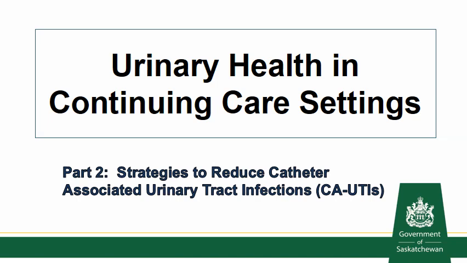Welcome to Part 2 on urinary health in continuing care settings. It is based on the best practices that are described in the provincial infection control document called Guidelines for the Prevention and Treatment of Urinary Tract Infections or UTIs in Continuing Care Settings. This presentation will focus on strategies that will help reduce the frequency of catheter-associated urinary tract infections, also known as CA-UTIs.